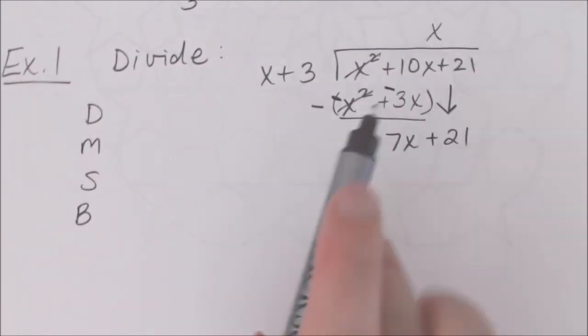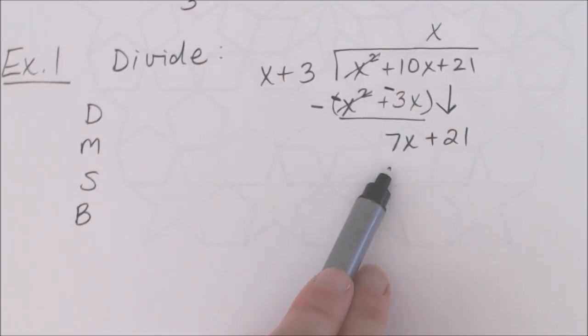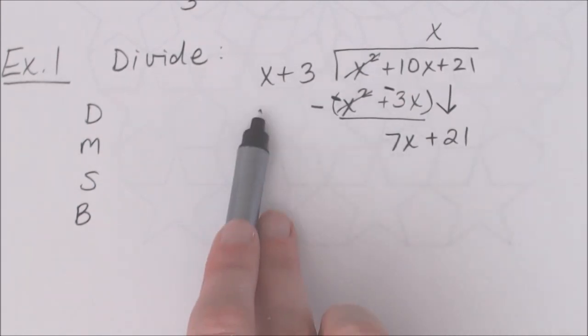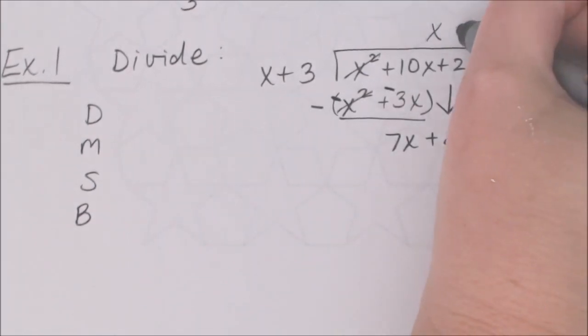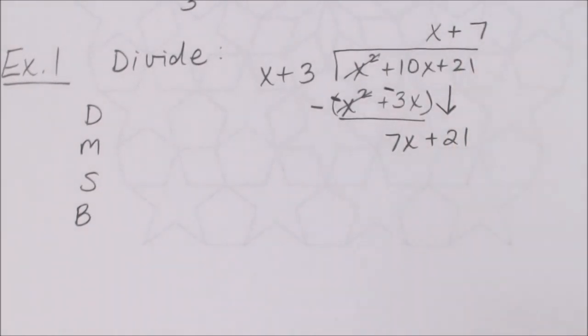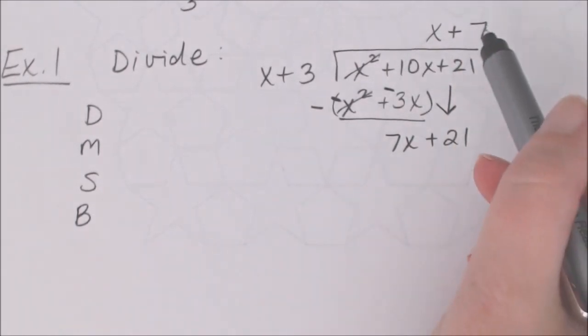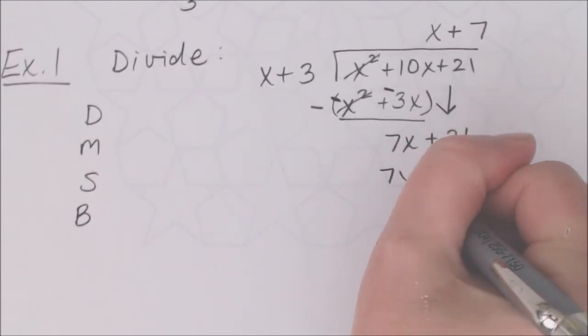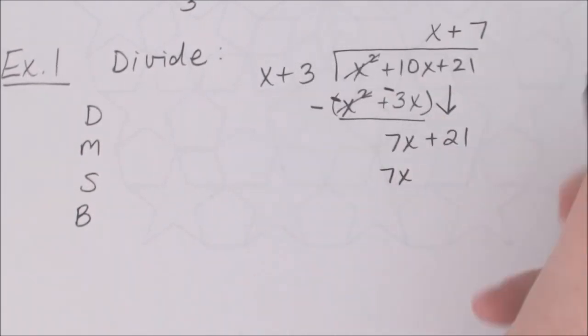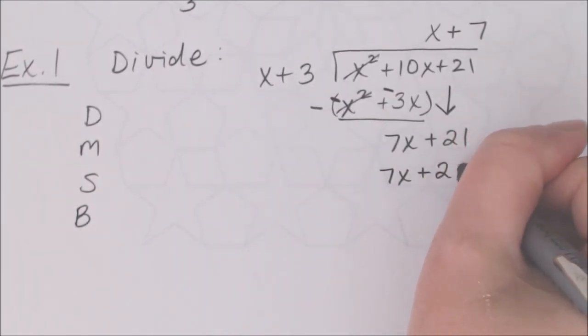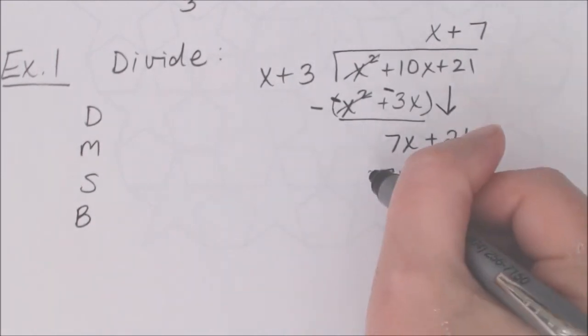And now we're going to do it again. x times what gives me 7x? In other words, what's 7x divided by x? And that would be positive 7. So I'm going to put a plus 7 up here. Then we're going to multiply. 7 times x is 7x. 7 times 3 is 21. So we're going to add that. And then we're going to subtract.